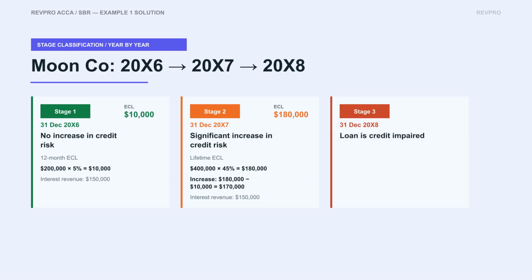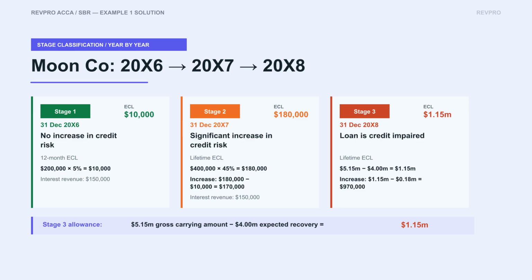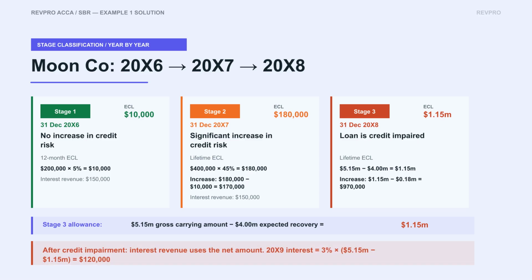At 20x7, credit risk has increased significantly, so the loan moves to stage 2. Stage 2 uses lifetime ECL. $400,000 multiplied by 45% gives $180,000. The previous allowance was $10,000, so the increase is $170,000. Interest is still based on the gross carrying amount, so it remains $150,000.